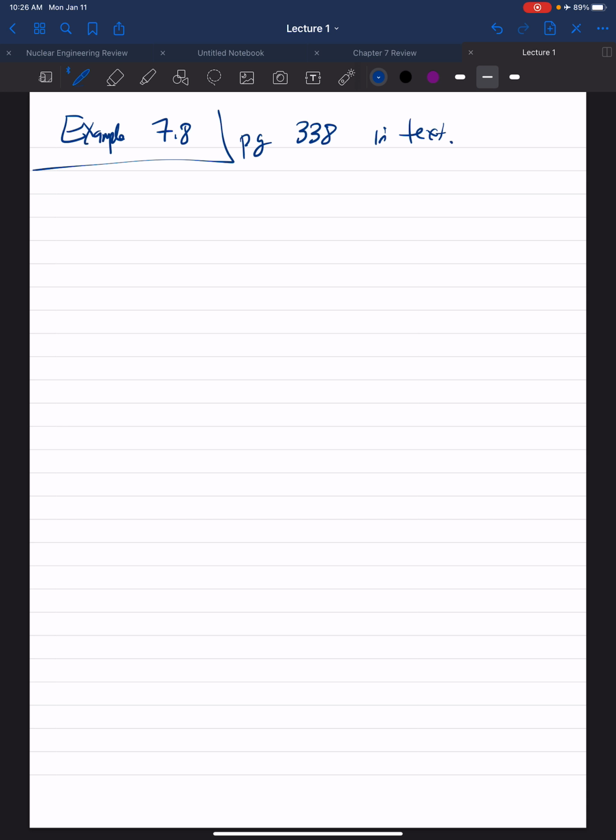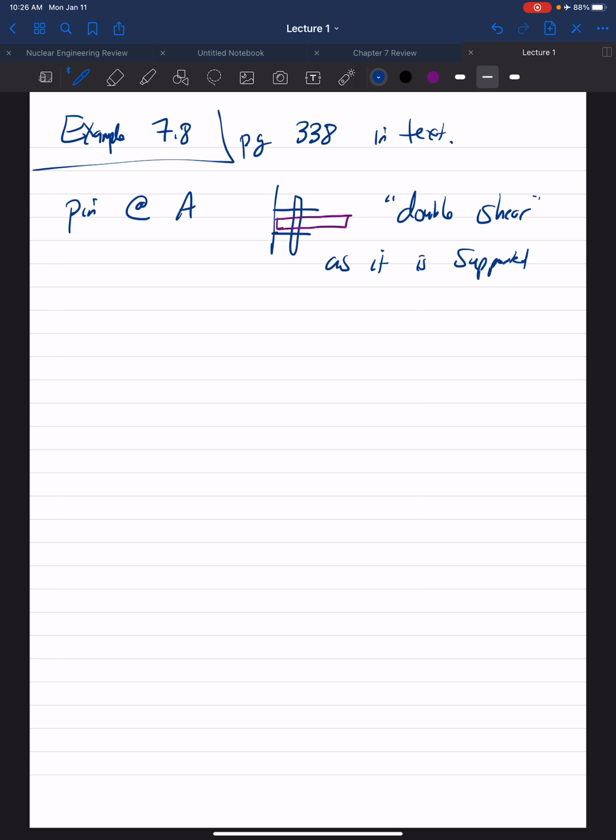So the average shear stress in the 20 millimeter diameter pin at A. If you look at the small image there of the pin at A, it is termed double shear, as it is supported by shear force on each of the two surfaces.